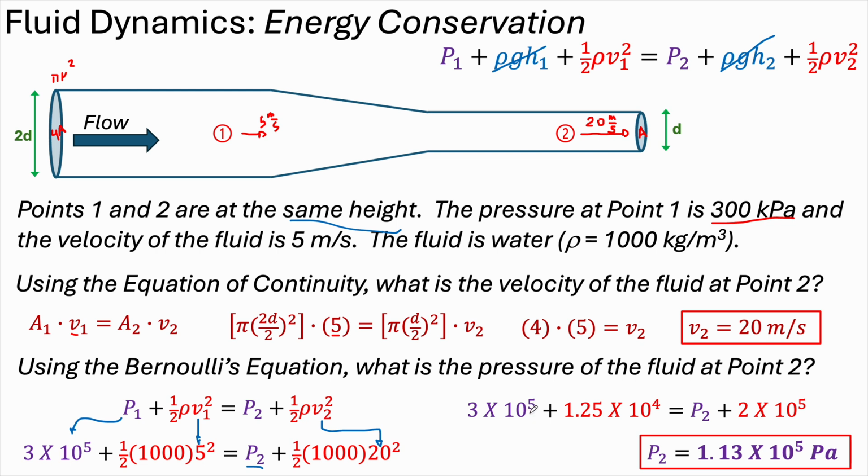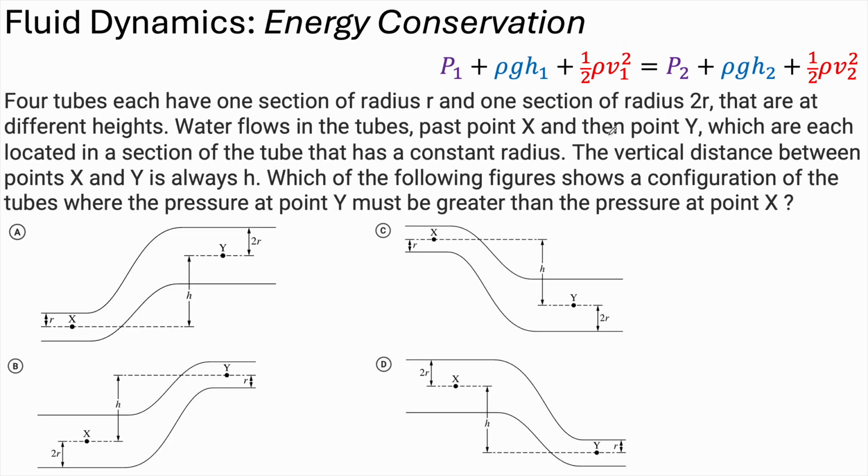One last thing I want you to realize on this one, we went from 300 kilopascals down to 113. Notice because of the greater velocity, pressure tends to decrease, assuming we don't have a height change. And this leads us into this multiple choice question.